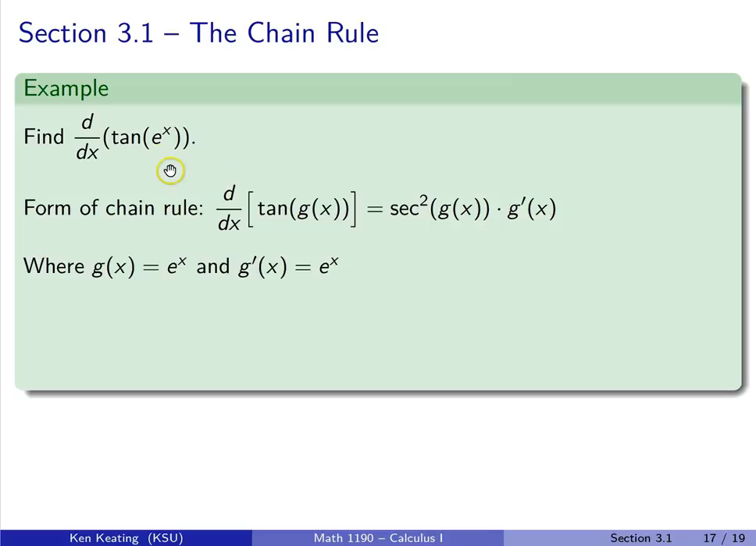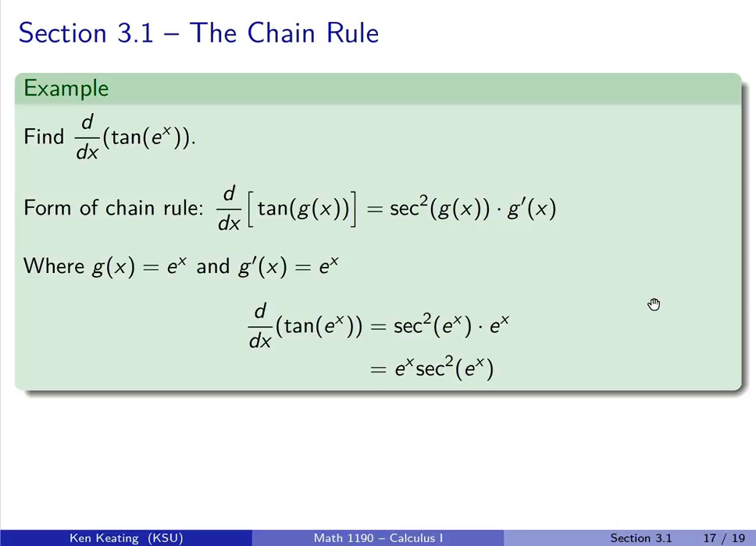And in this case, my function is e to the x. The derivative of e to the x is e to the x. Plugging these into my formulas, the derivative of tangent of e to the x is secant squared of e to the x times the derivative of e to the x, which is e to the x. And this one I can rearrange. I could put the e to the x out in front. Don't have to, but I could. A little cleaner that way.